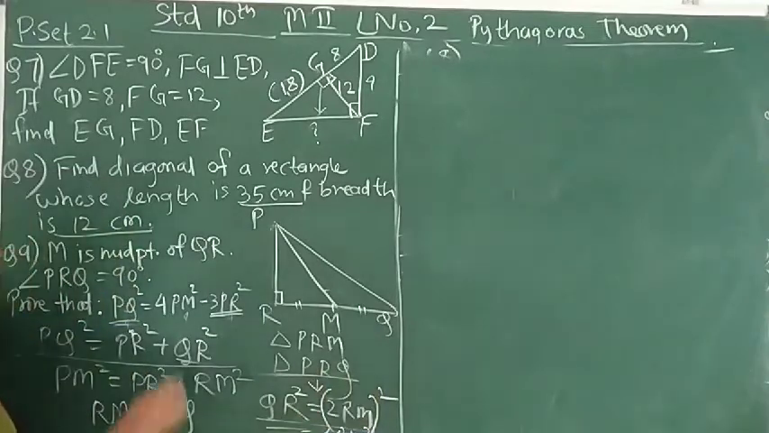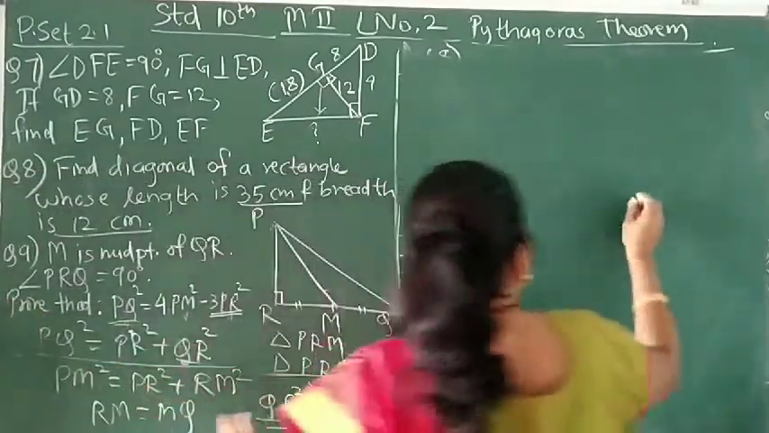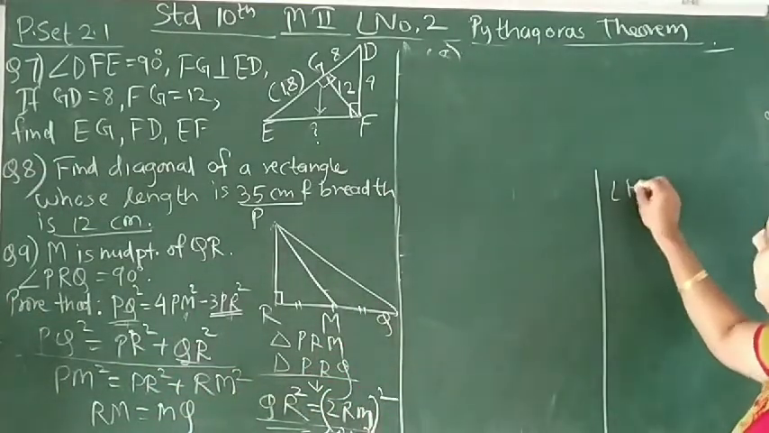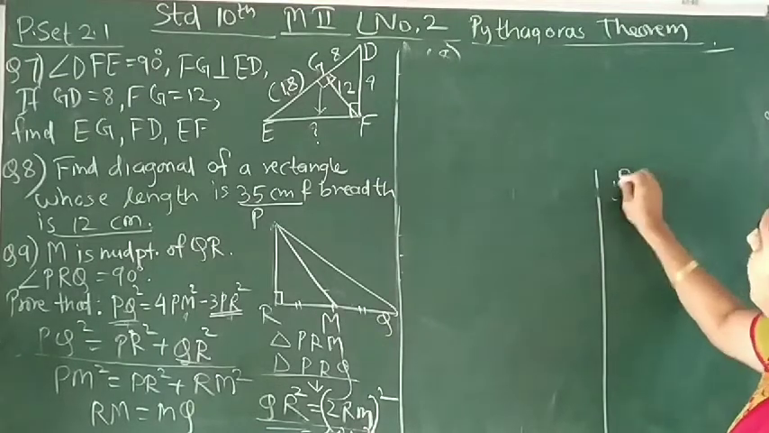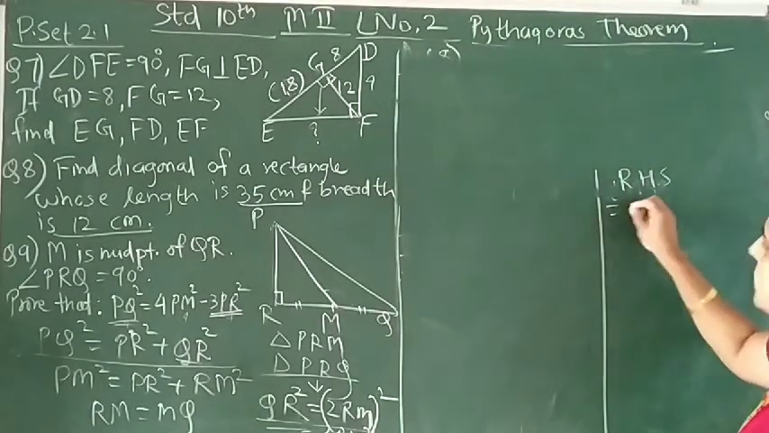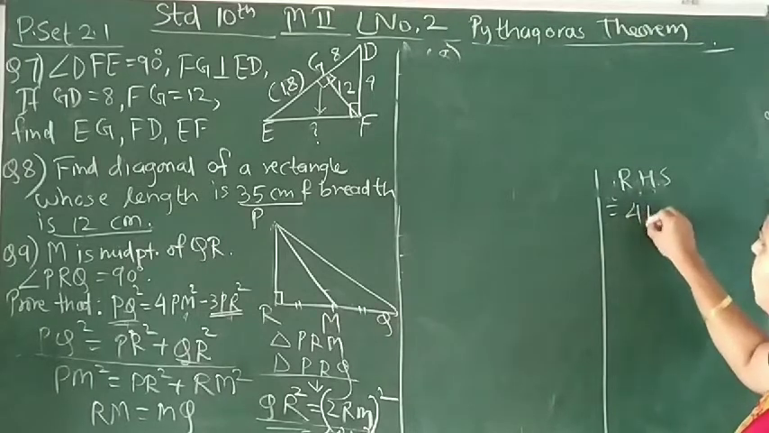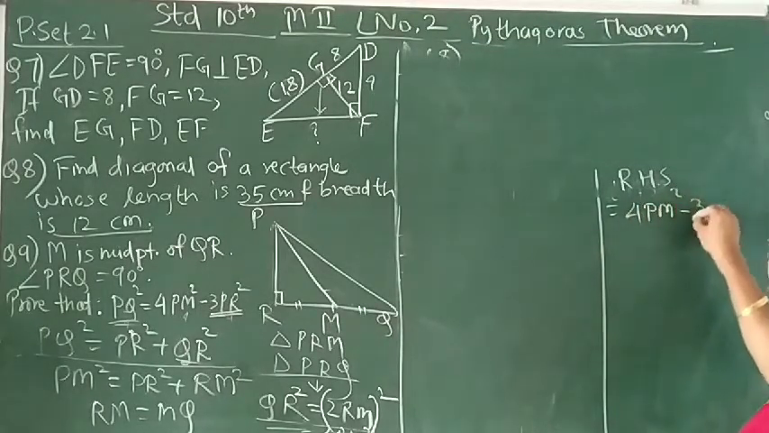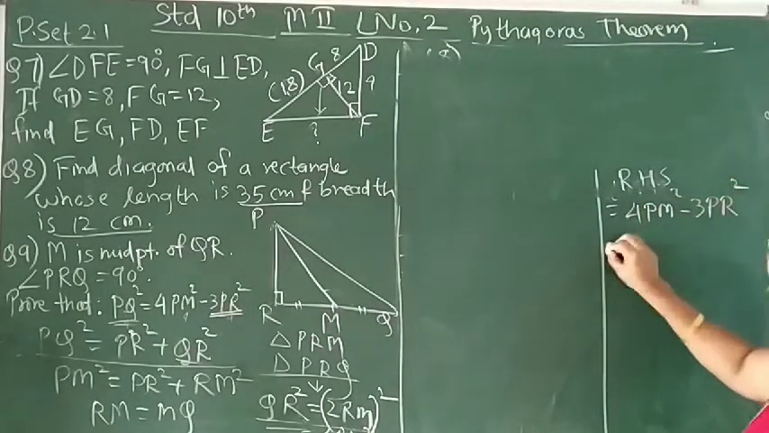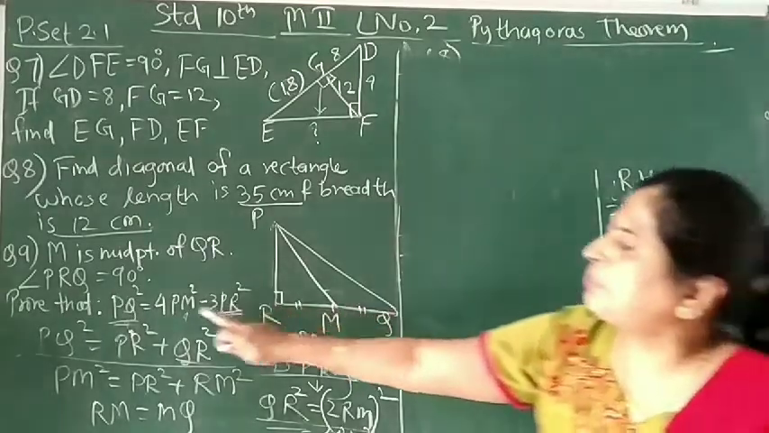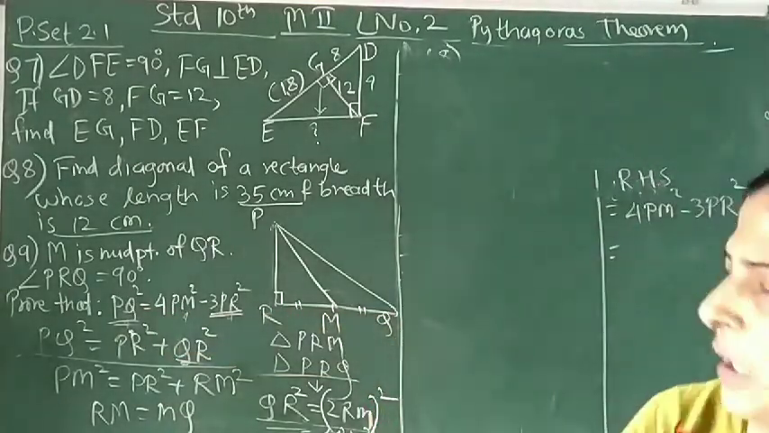So what is your LHS, the left hand side? Still we are doing the rough work only. The RHS is big enough, so let's start with the RHS: 4 times PM square minus 3 times PR square. This should give us PQ square. So how can it give us PQ square?